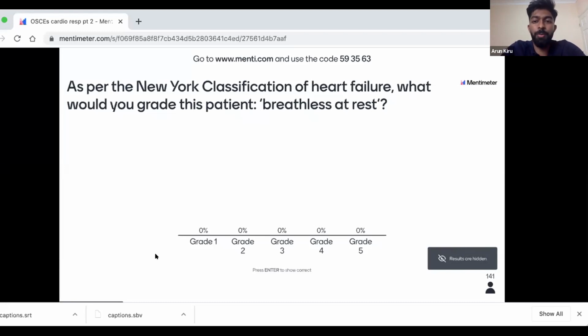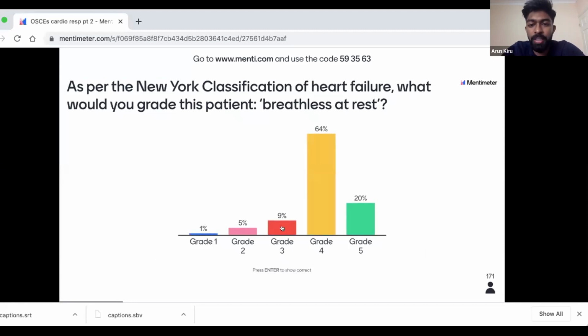Okay, about 5 more seconds. Okay, let's have a look. Most of you have gone for grade 4, 64%, 21% grade 5, and then a few for the others. So the correct answer here is grade 4. It's a bit of a trick question here, and we'll see why, but the correct answer is grade 4.